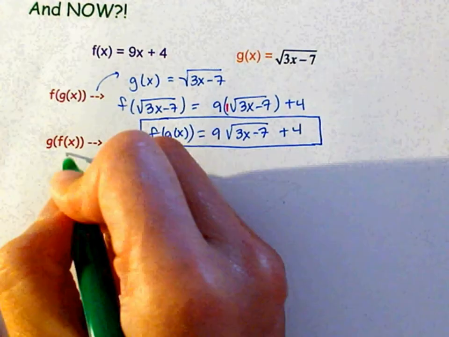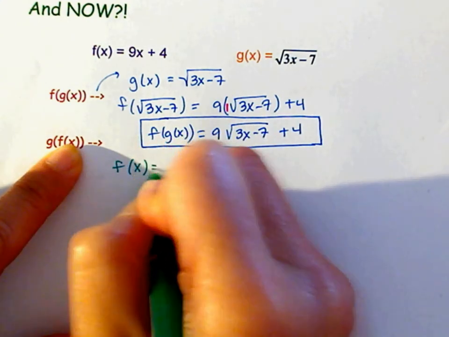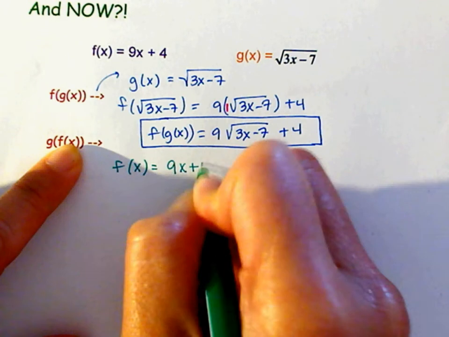All right. Now let's go into the f of x first, which is 9x plus 4. So your new x is now 9x plus 4.